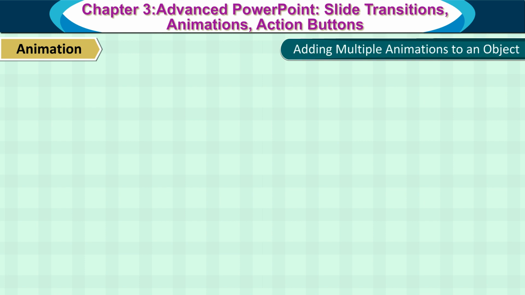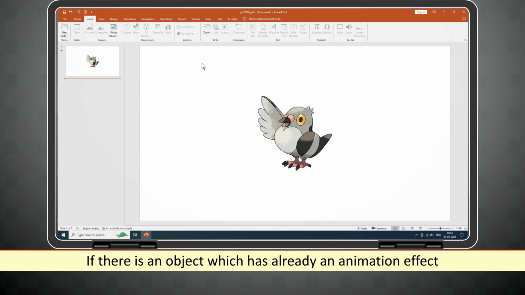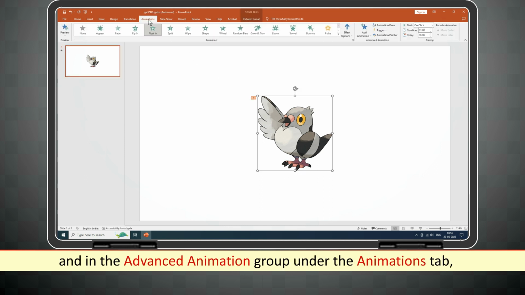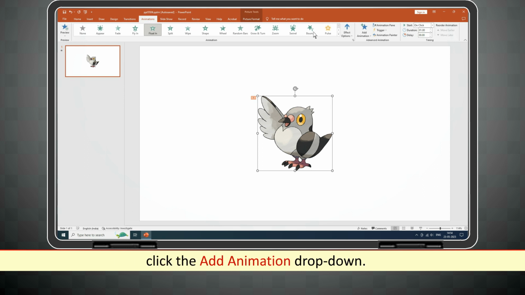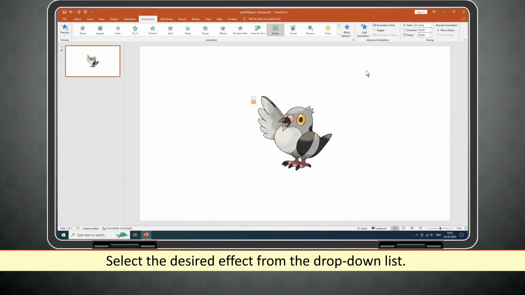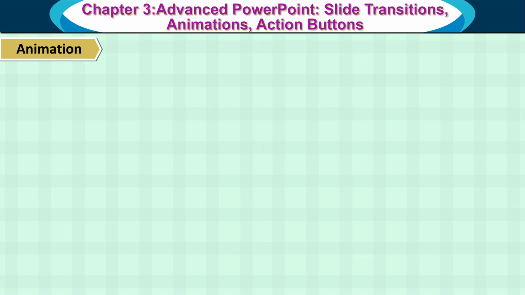Adding multiple animations to an object. If there is an object which has already an animation effect applied, then more animation effects can be applied to it. To do so, select the desired object and in the Advanced Animation group under the Animations tab, click the Add Animation drop-down. Select the desired effect from the drop-down list.